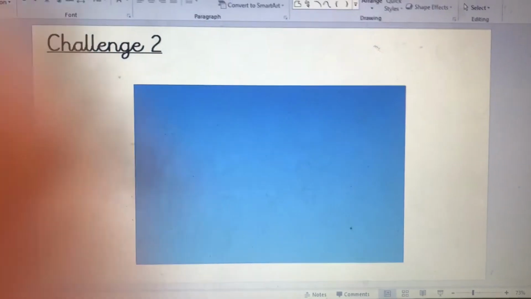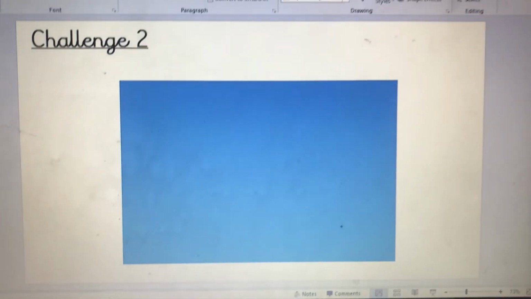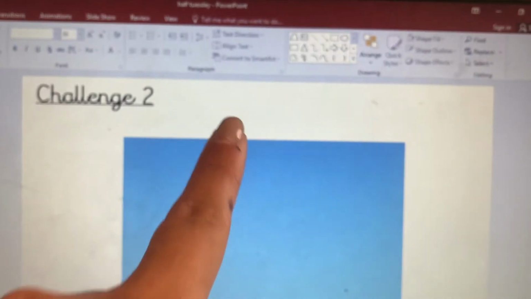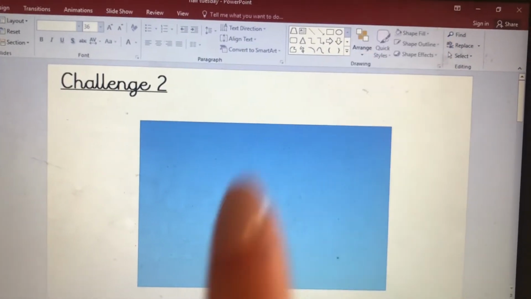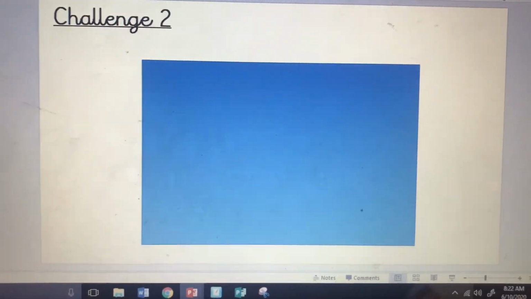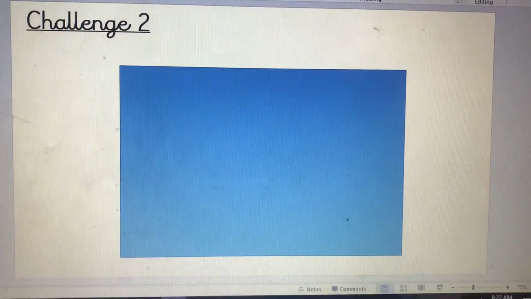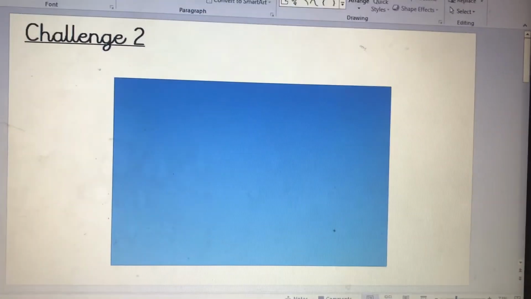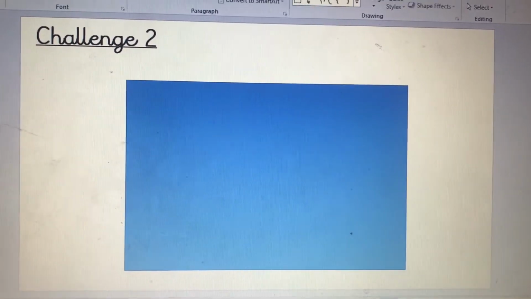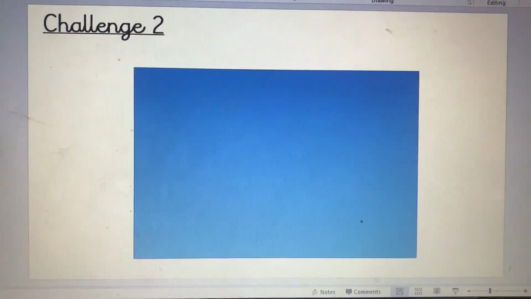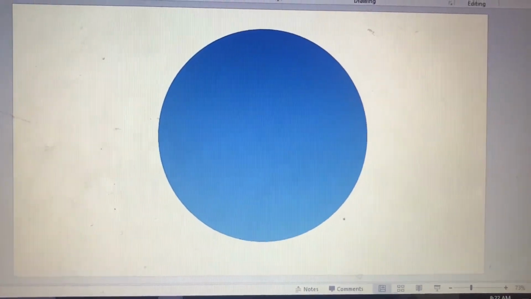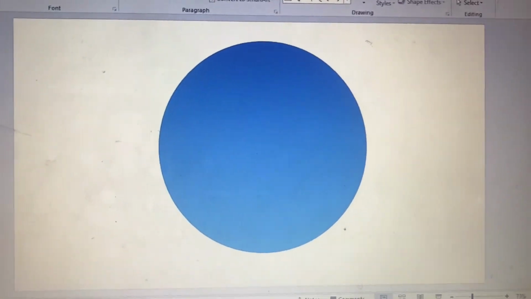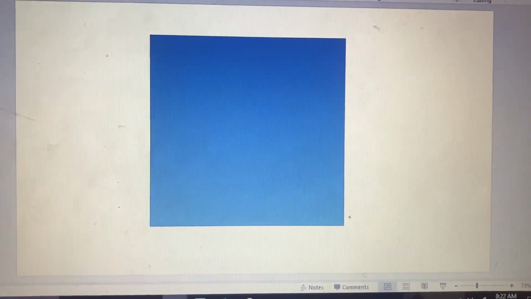Challenge number 2. I want to see those fraction fingers out. Are you ready? Whoosh. And you've got to show me a quarter by marking a line with your magic fraction finger. So remember, to find a quarter, we half and half again, those 4 equal parts. So here is the first shape. You can pause it as you need to. We've got a circle. I want to see that magic finger going. And we've got a square.